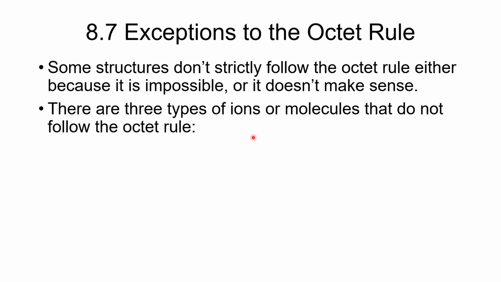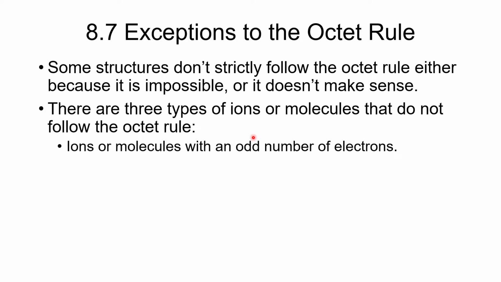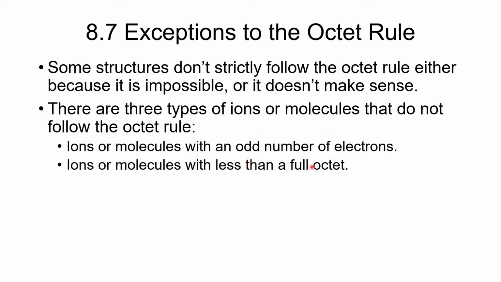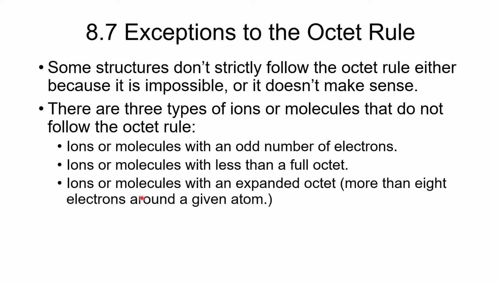There are three types of ions or molecules that do not follow the octet rule. And those are ions or molecules with an odd number of electrons, ions or molecules with less than a full octet, and ions or molecules with an expanded octet, more than 8 electrons around a given atom.